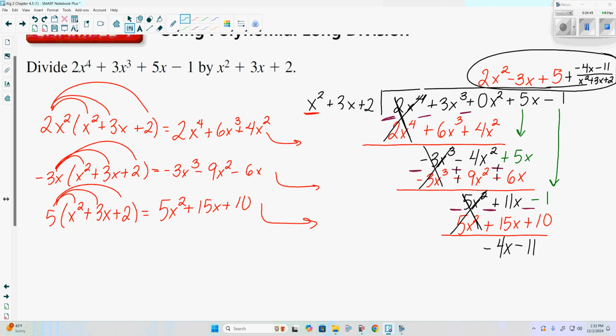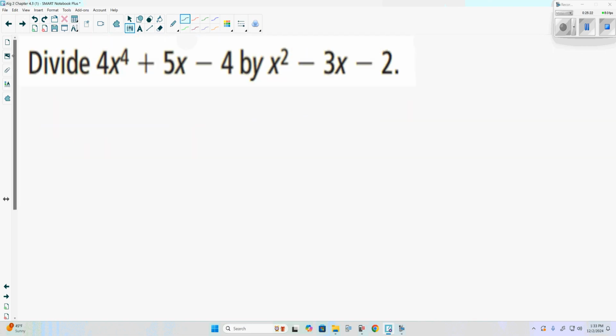Questions on any of this here? Questions on anything we've done so far? How do we feel about this here? A lot of steps, but a lot of the steps are repeated again and again and again. Yes?